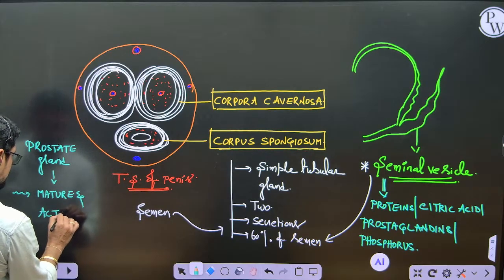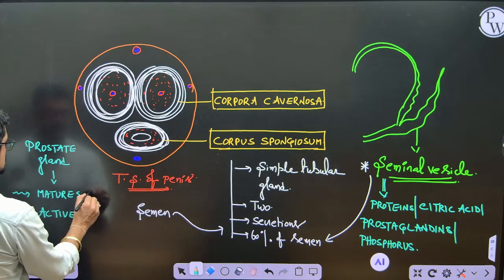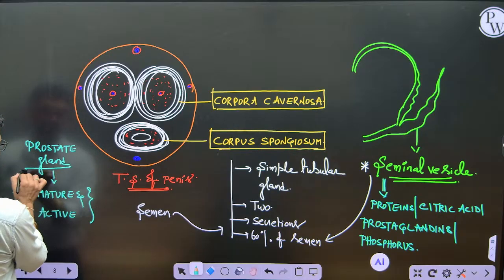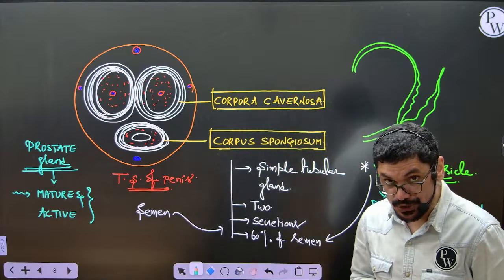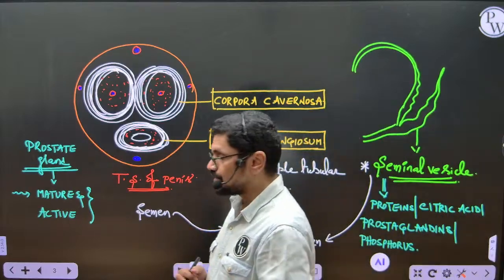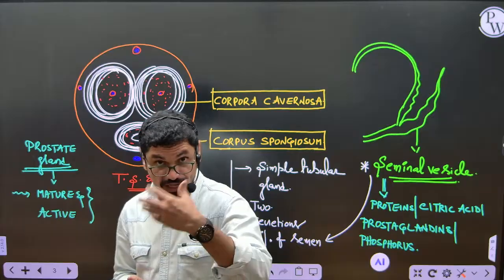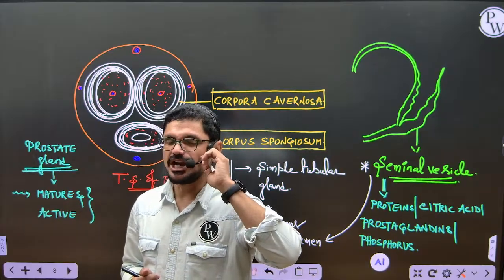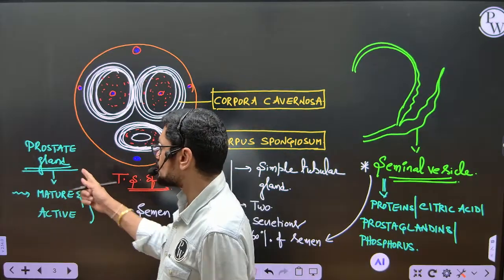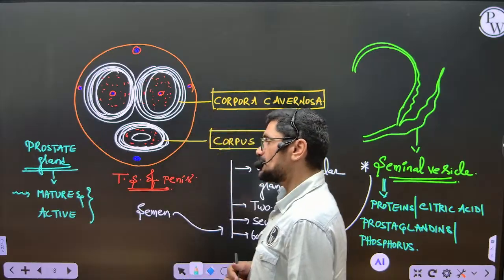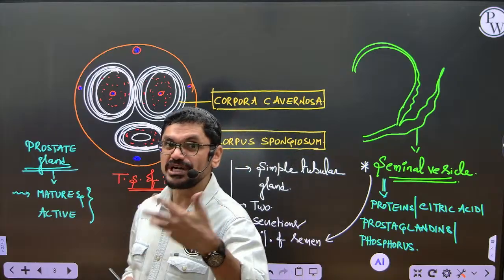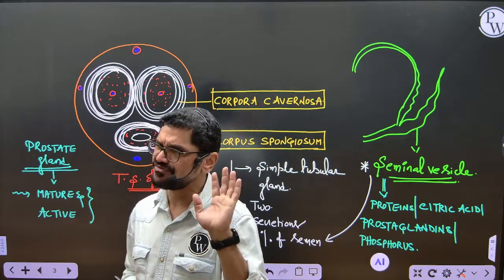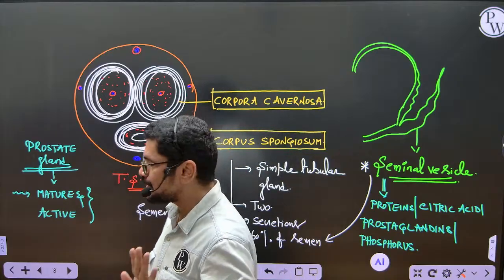Sperm cells will become active because of the secretions contributed by the prostate gland, and they will become mature, and there is also the nutritious nature. It means sperm cells will get some food also because of the prostate gland secretions. Maturation, activation, nutrition, and movement of the sperm cells are also provided. So many functions are there. Slowly I will explain, don't worry.